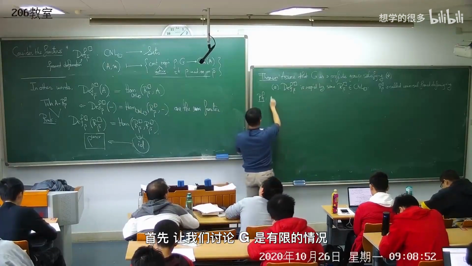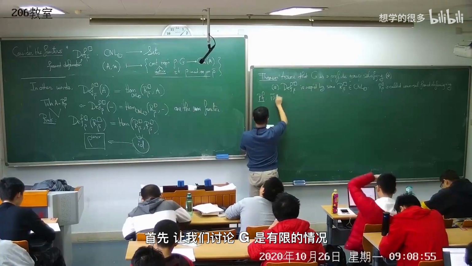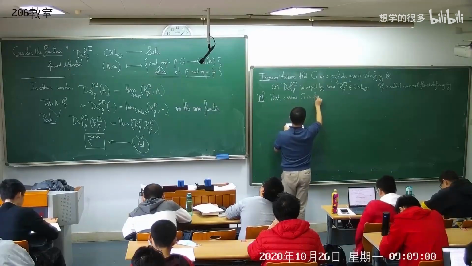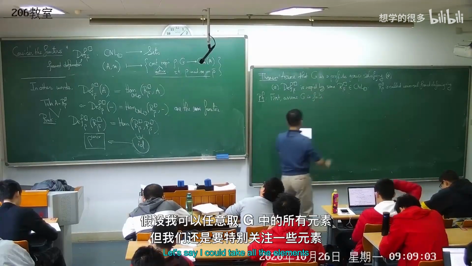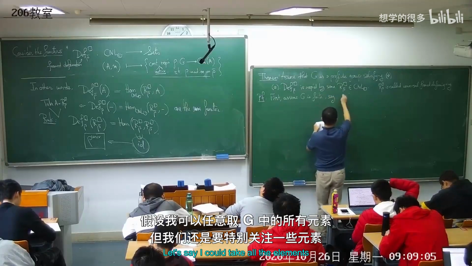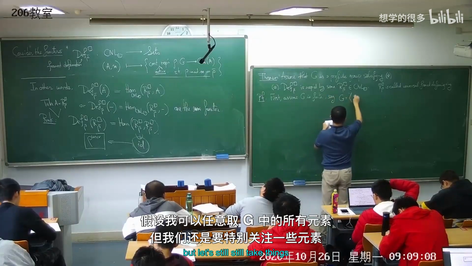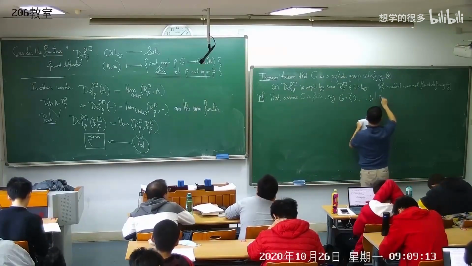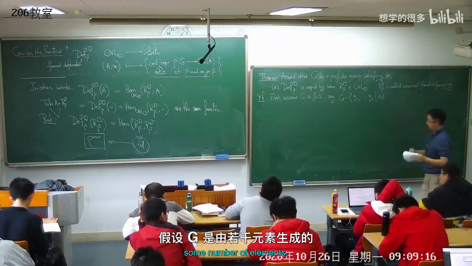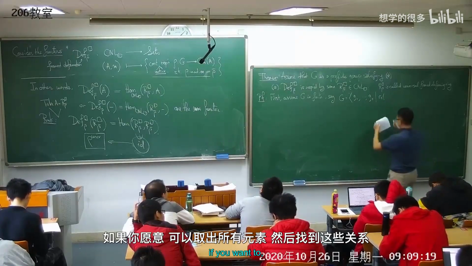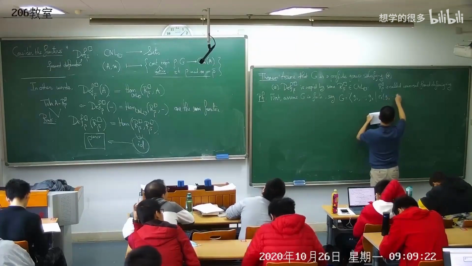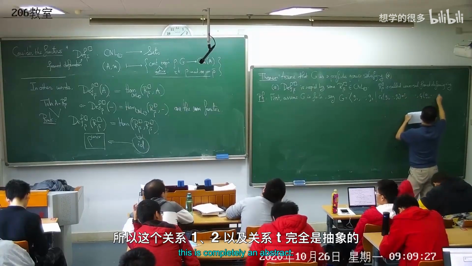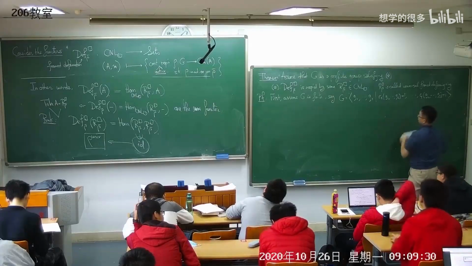So first, let's do the case where G is finite. Let's say I could take all the elements in G, but anyhow, let's still take things with generators. So say G is generated by some number of elements, though you can take all the elements in here if you want to, and satisfying all these relations. So this is relation 1 to relation T. This is completely abstract.